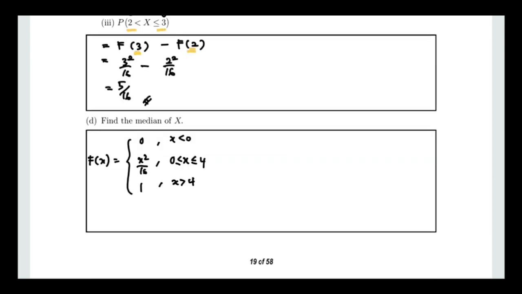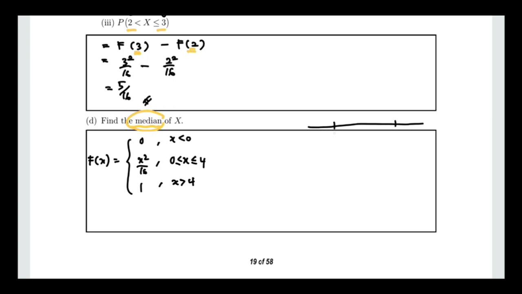Okay, lastly, we are going to proceed with the last part for this example, which is find the median. When it comes to median, everyone should understand that this is the half. So what half for this question? Since we should know the total area for the continuous random variable, I just copy down here this function.